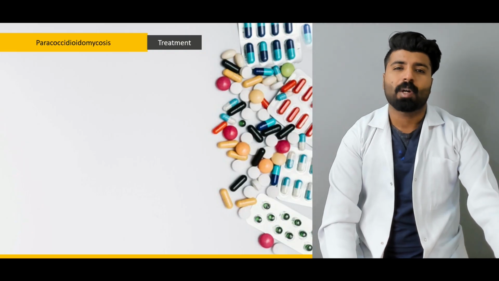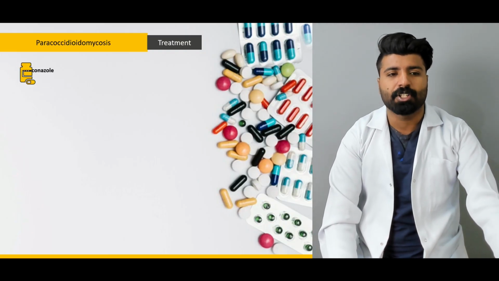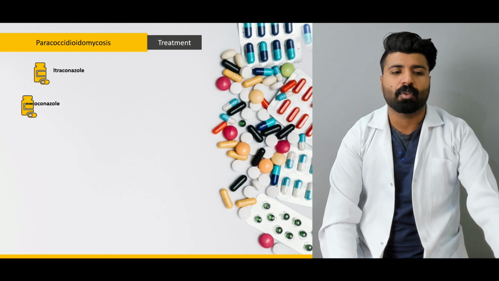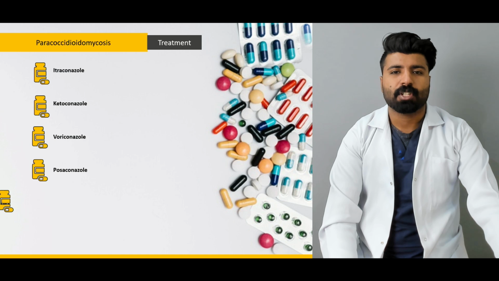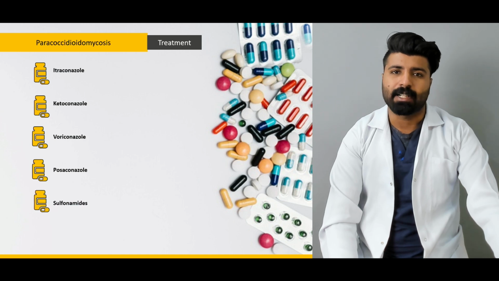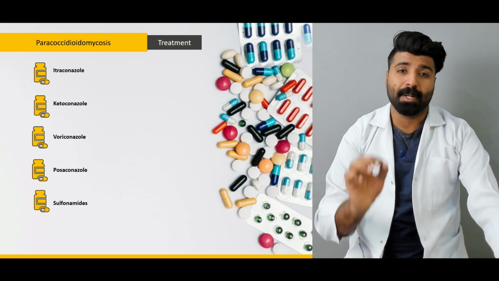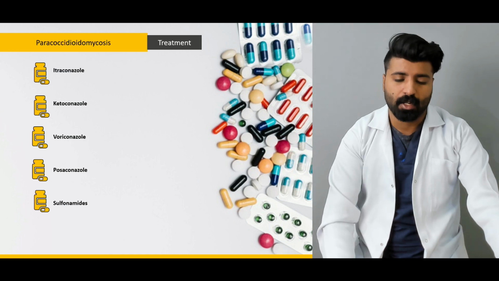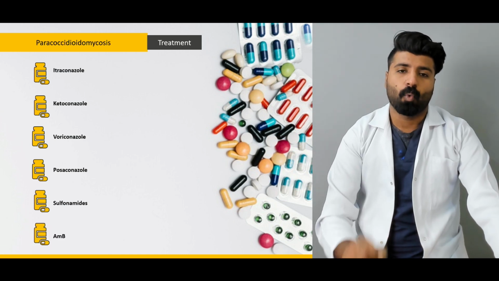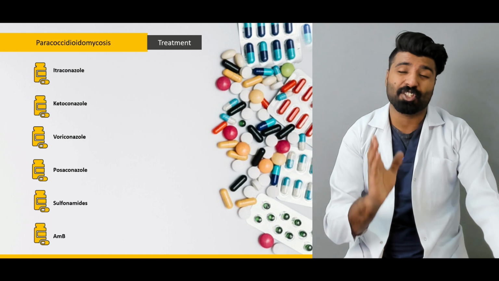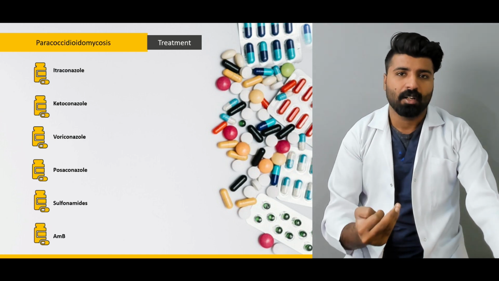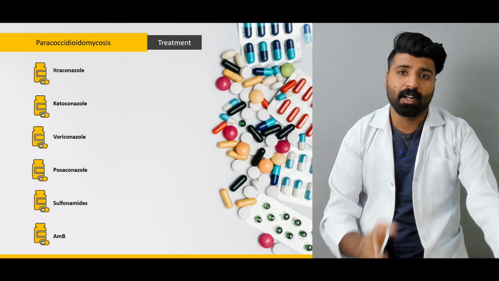Next on, what's the treatment of this pathology? First of all, you start with the itraconazole, ketoconazole, voriconazole, posaconazole, and sulfonamides. Now, these are the basic drugs which are used for the treatment. And one other drug, amphotericin B, which is used in kind of all the fungal infections.